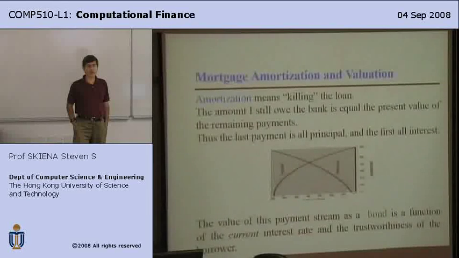So the value of this stream is a function of the payment schedule, the current interest rate, and finally, the trustworthiness of the borrower. We need to know, is Mordechai actually going to pay? If Mordechai gets fired, the value of the bond drops, because he's less likely to make the payments. Any questions about that? So at least this should give you a qualitative sense of some of the issues that go on in pricing these things. Any questions about how these things get priced?